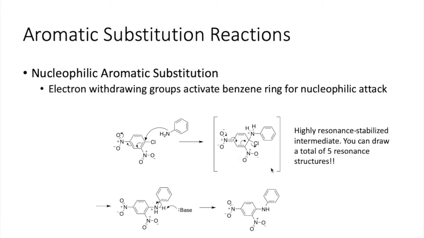For part of your pre-lab assignment, you were asked to draw all the resonance structures. So it has 5 total. And then a base is able to extract this proton here, and then you're able to get your final product.